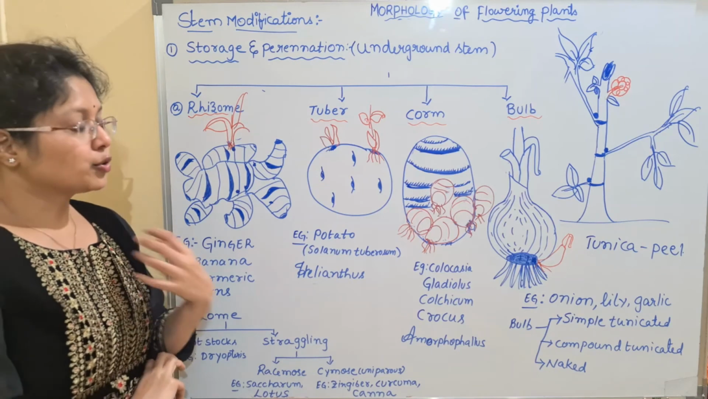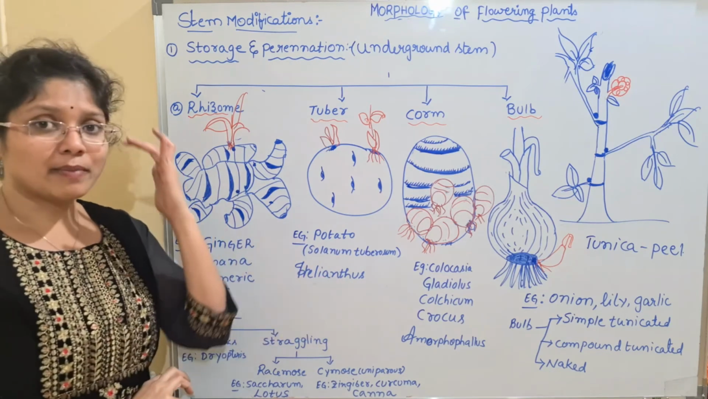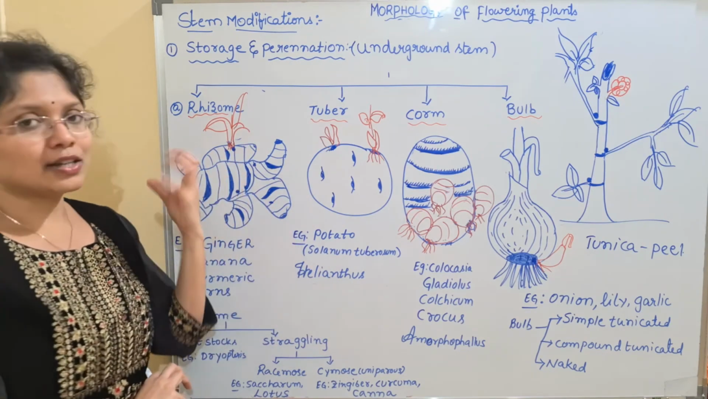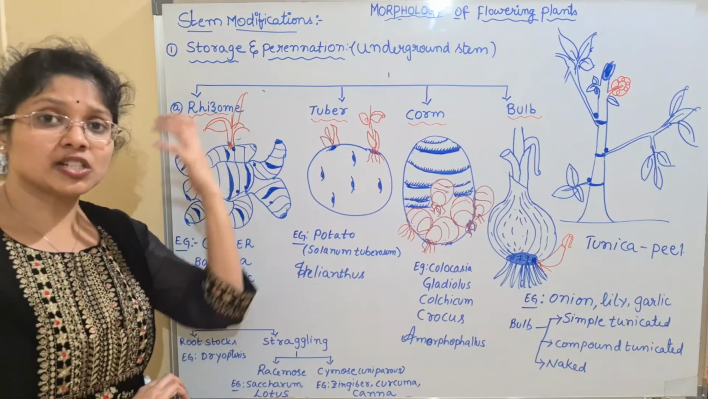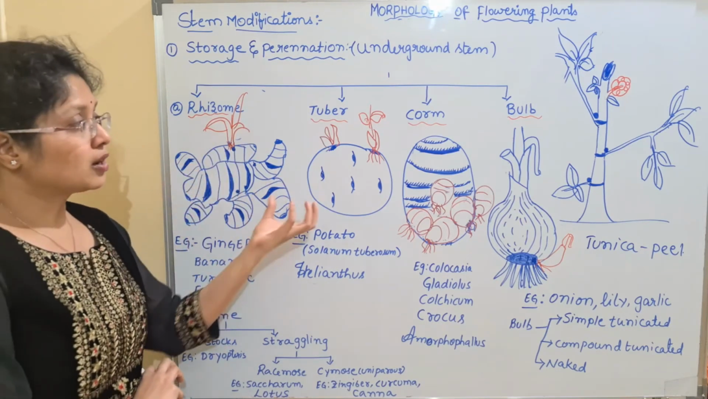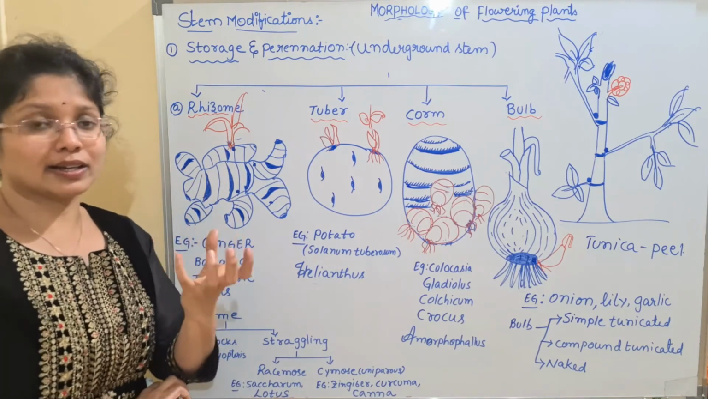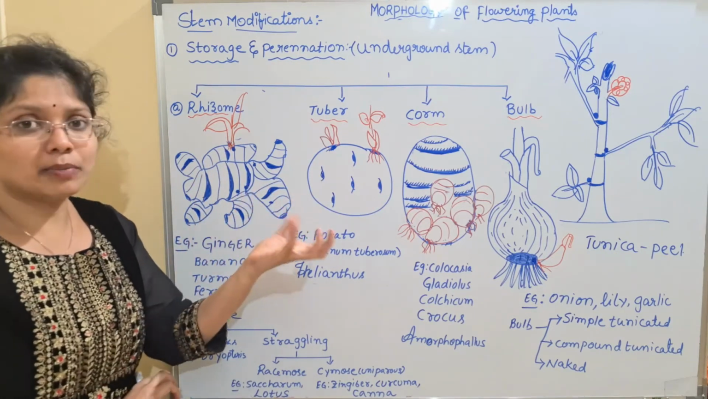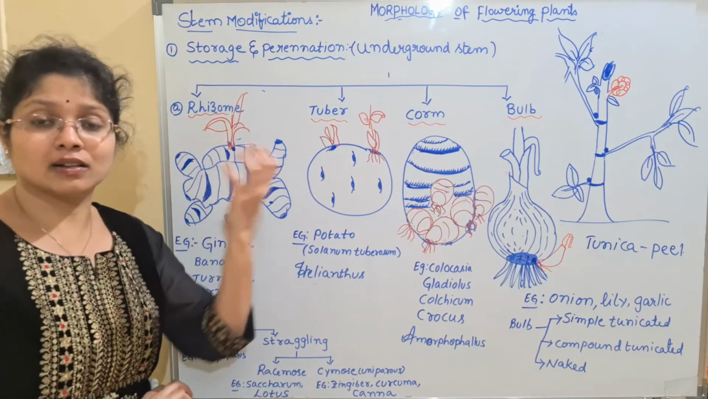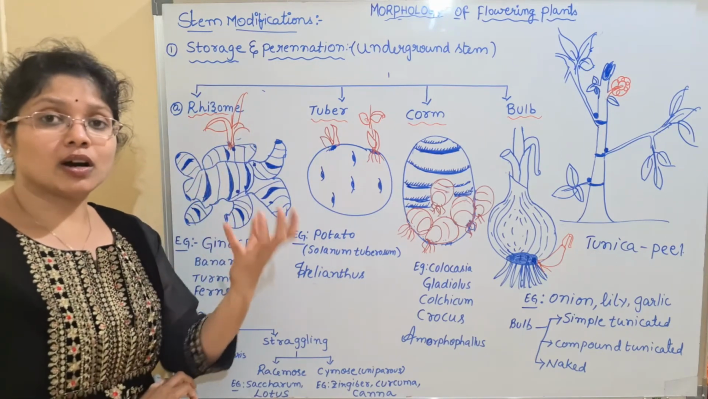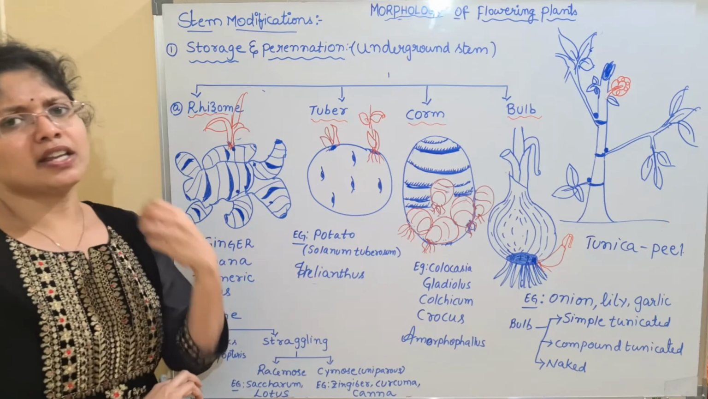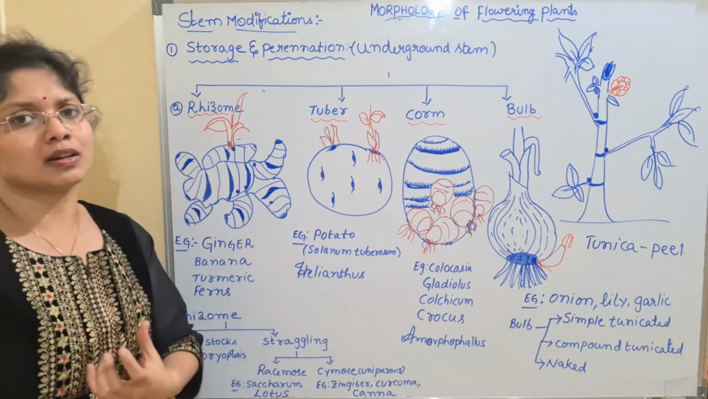Whenever you are learning with some examples, you have to imagine. If you are learning with the rhizome, you have to imagine the ginger. When you are learning with the corm, you have to remember the structure of the arbi, that is colocasia. Or when you are learning with the bulb, you have to keep in mind the onion, garlic. In that way, if you are studying, that will be very easy for you to learn with the examples.